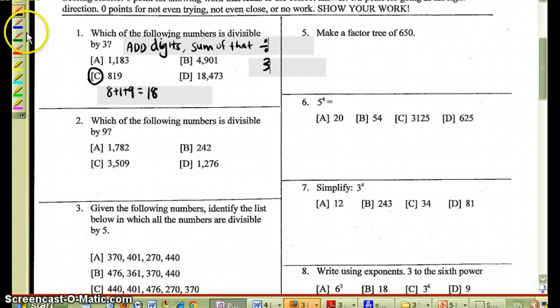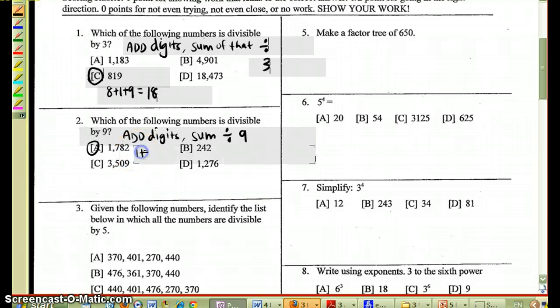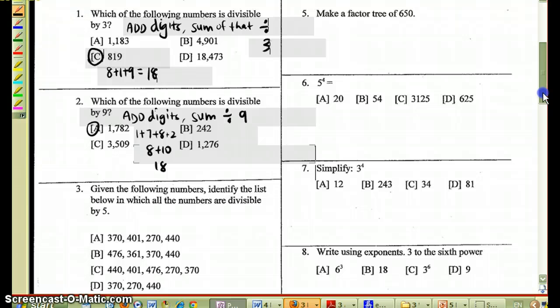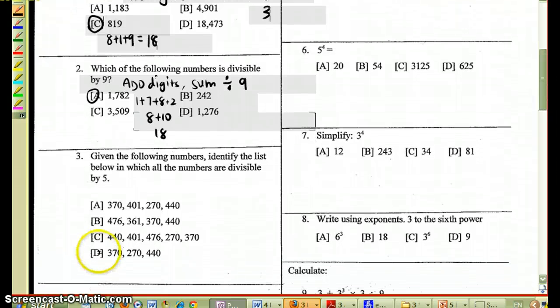Number 2, my answer for number 2 would be A. Same rule as number 1 for the rule of divisibility, but for 9 instead of 3. After I add the digits, I want to see if the sum can divide by the number 9 instead of 3. So if I add up all those, 1 plus 7 plus 8 plus 2, that's 8 plus 10, which is 18, and 18 divides by 9. None of the other answers do that for us. Number 3, the answer is going to be D.